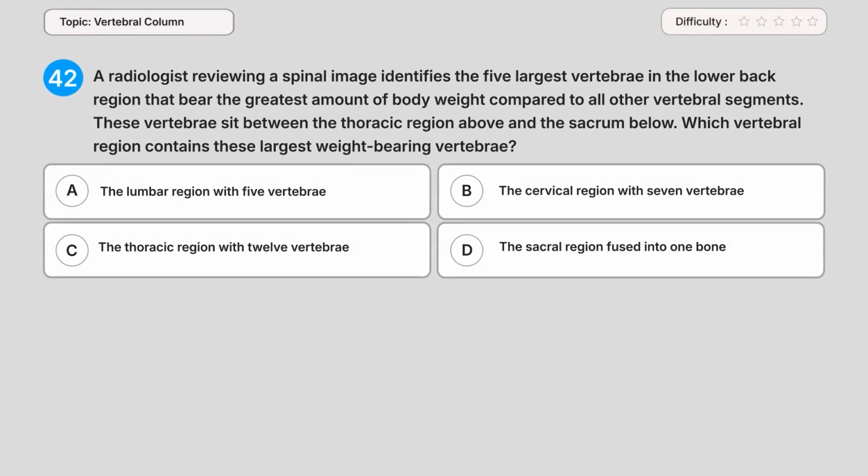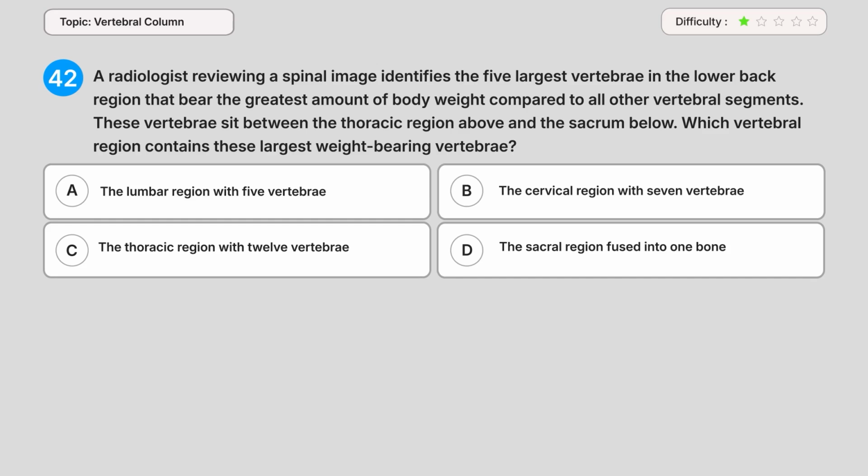42. A radiologist reviewing a spinal image identifies the 5 largest vertebrae in the lower back region that bear the greatest amount of body weight compared to all other vertebral segments. These vertebrae sit between the thoracic region above and the sacrum below. Which vertebral region contains these largest weight-bearing vertebrae?